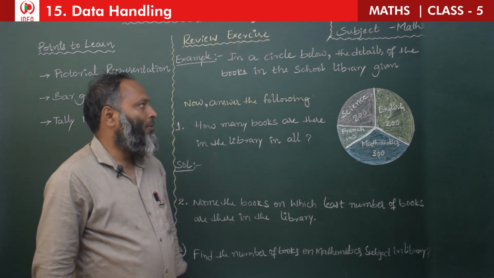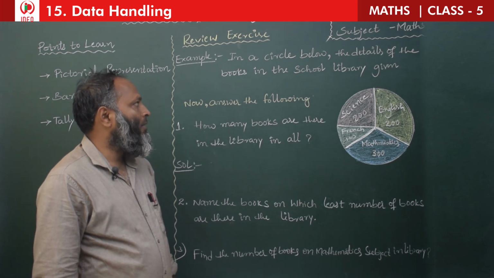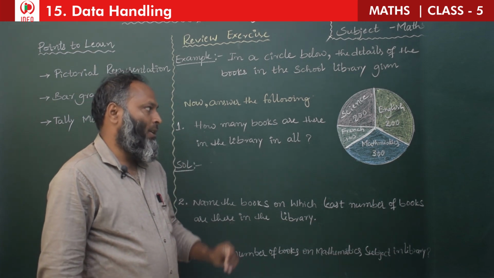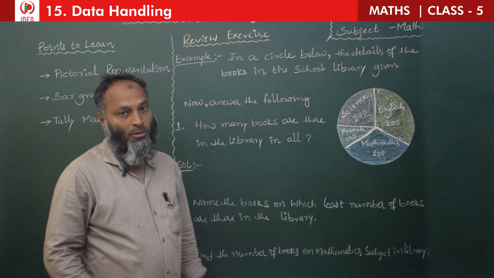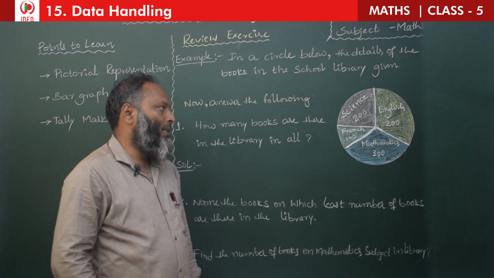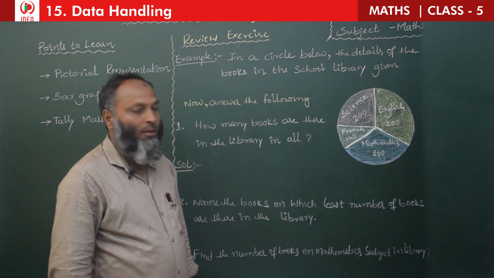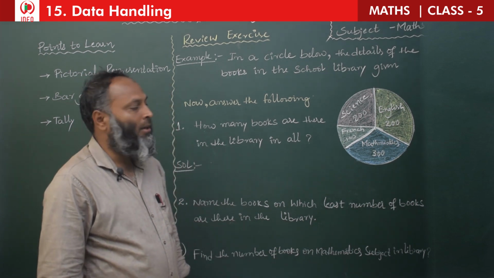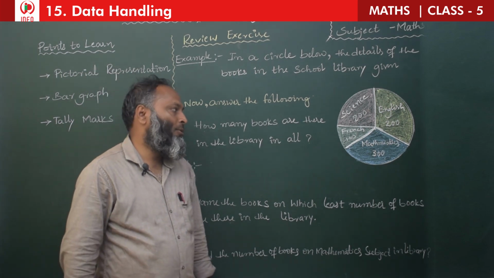Now, students, see here. What information is given in the pie chart? The number of books in the library of a particular school is given. English, 200 books they have, and mathematics, 300 books they have. French 100 and science 200. Students, if in your book the number of mathematics books is given as 200, then make it 300. So English has 200 books, maths has 300 books, and French has 100 books in the library.